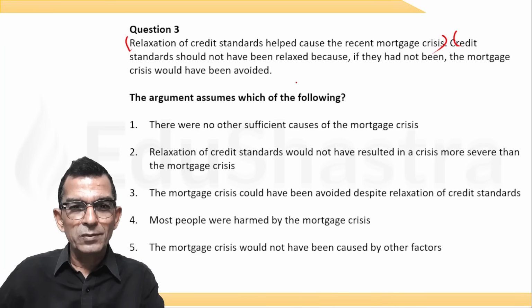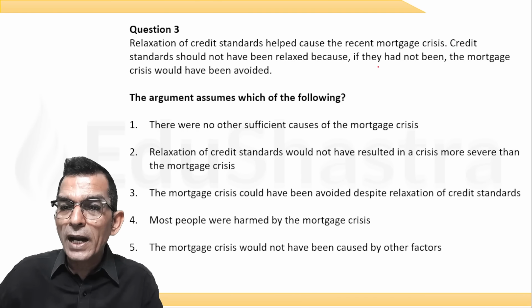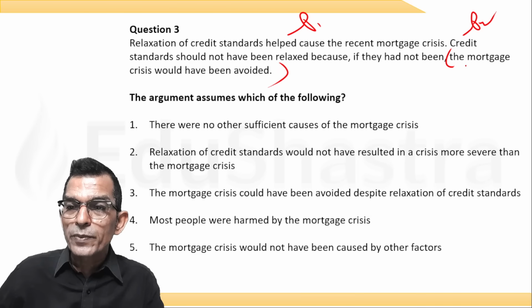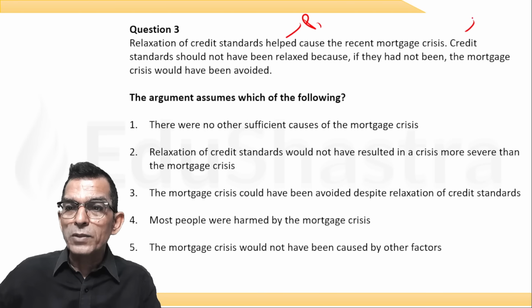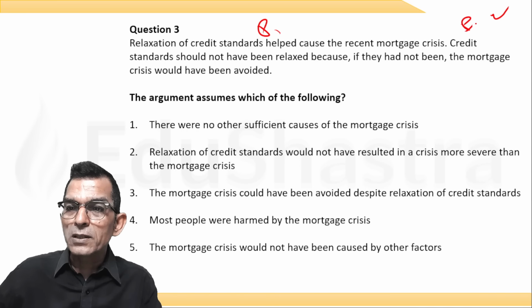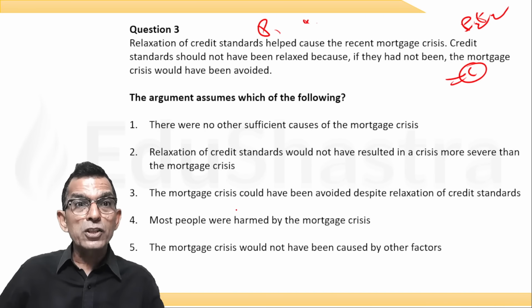Sorry, I read that wrong. The second sentence: if they had not been, the mortgage crisis would have been avoided. Premise number one, premise number two, and this is the conclusion. Tell me which of these should also be written as a premise for you to reach this conclusion, without which the conclusion will not work.